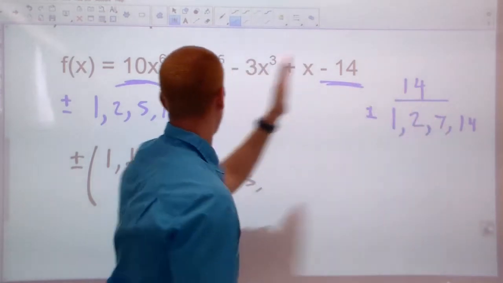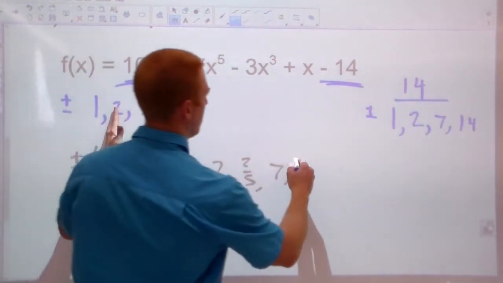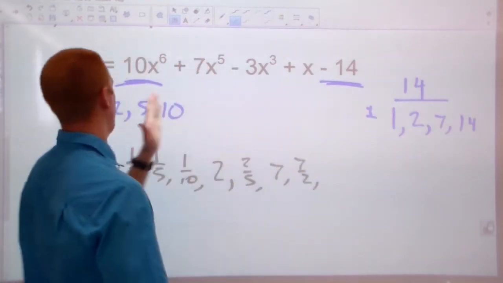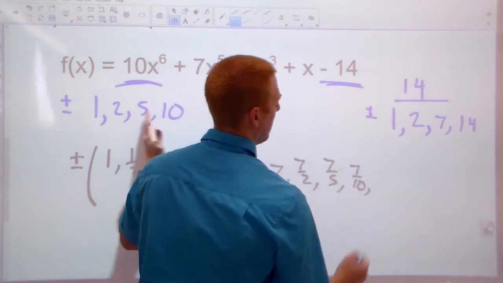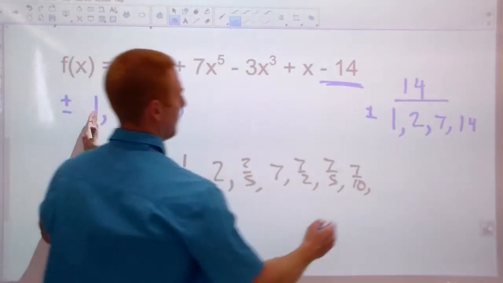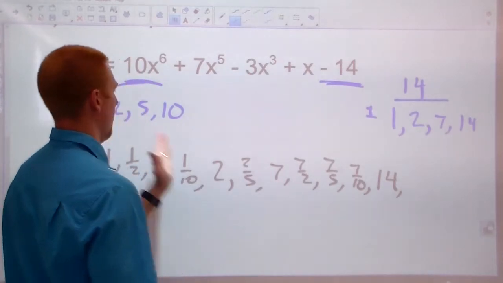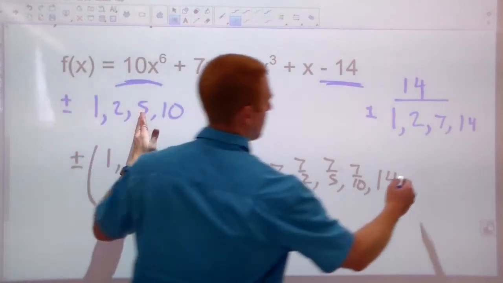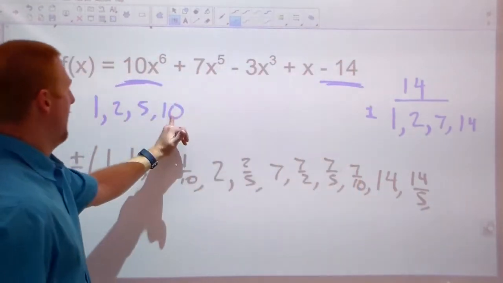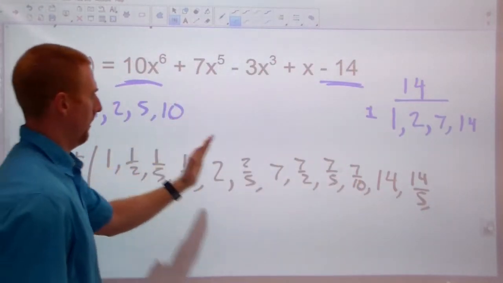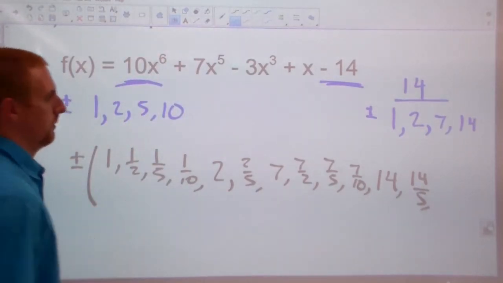All right. You could have 7 over 1. We could have 7 over 2, 7 halves. We could have 7 over 5. We could have 7 over 10. And then on to 14. We could have 14 over 2, which is 7. We could have 14/5. We could have 14/10, which would be 7/5, which we've already got. And that will do it. That's all the possibilities.